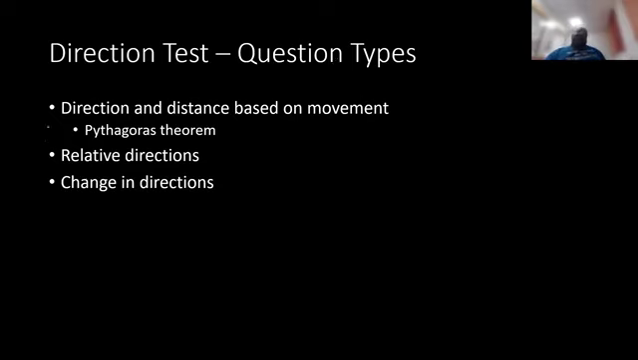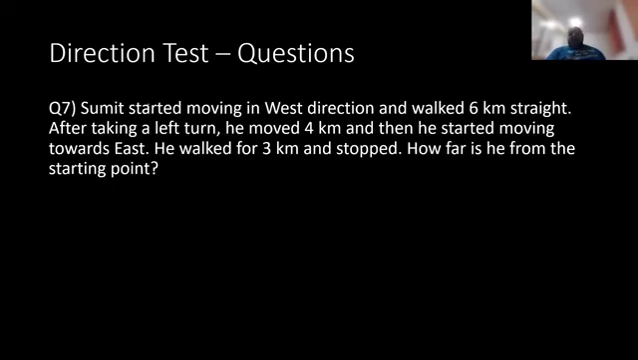But as far as questions are concerned, we'll be looking at these three types of questions. The first one being the most common one says, again, just trace the path and look at the starting and the ending point. Sumit started moving in west direction, walked 6 kilometers straight. After taking a left turn, he moved 4 kilometers and then he started moving towards east. He walked 3 kilometers and stopped. How far is he from the starting point?